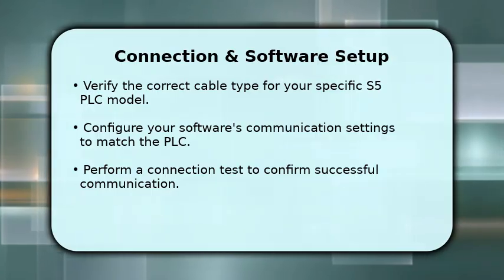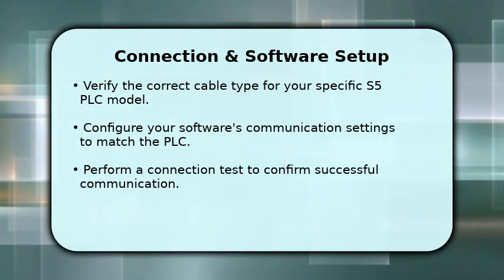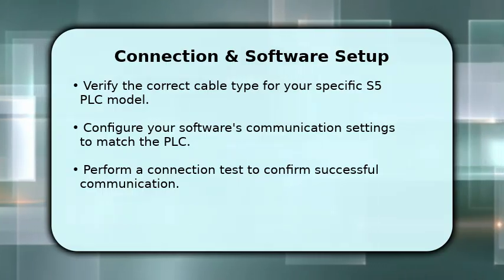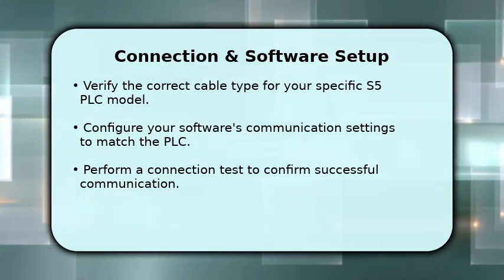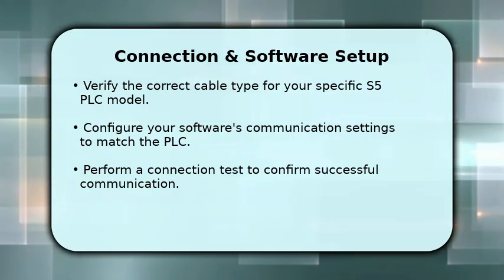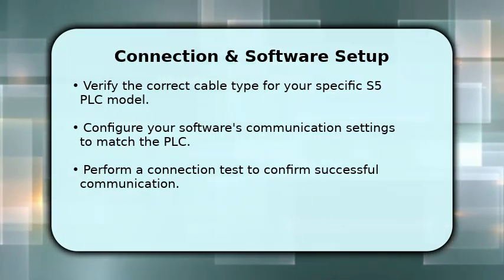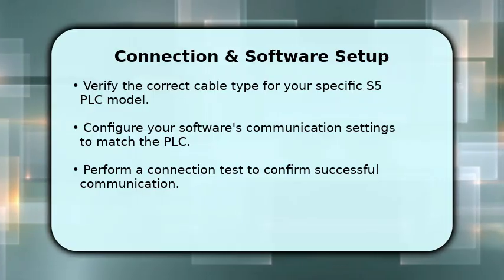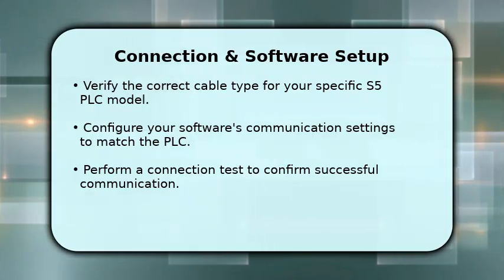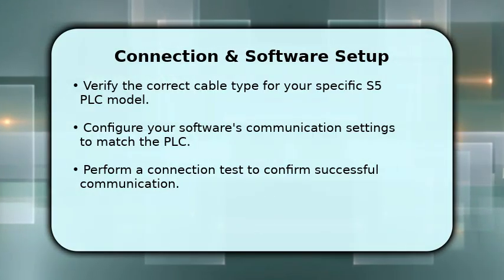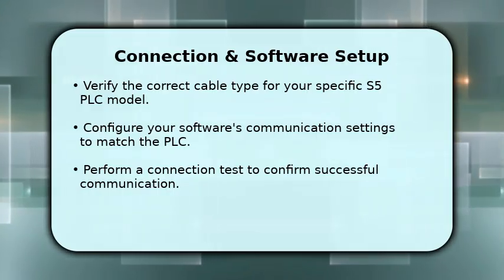Here, you'll need to select the correct interface, often a serial port, and set the baud rate. A common baud rate is 9600. After configuring these settings, initiate a connection test. A successful test confirms your PC can communicate with the S5 PLC, paving the way for the upload process.